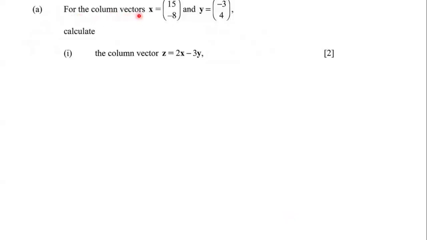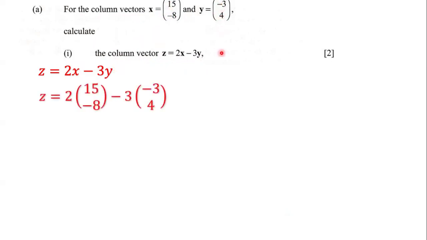For the column vectors x and y, calculate the column vector z, where z is equal to 2x minus 3y. And so our goal is to determine, or to calculate, the column vector z. And we have that z is equal to 2x minus 3y. So that means that wherever we see x, we're going to put this column vector, and wherever we see y, we're going to put this column vector.